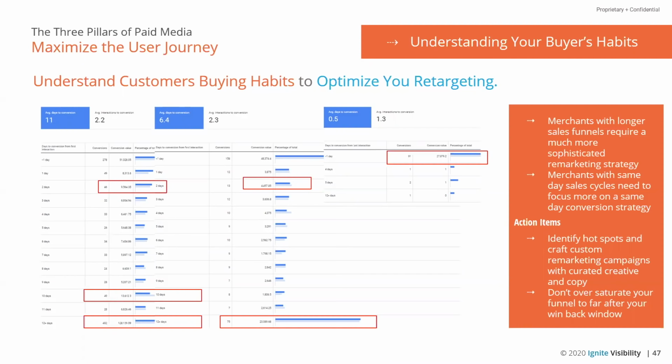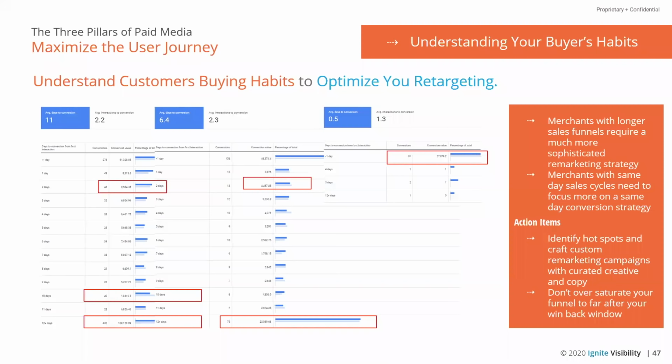And getting to know your customers' habits is a must for retargeting. This absolutely piggybacks off what I talked about earlier when dimensionalizing your data by day of week or monthly or quarterly, seasonally. Here, we have 3 examples of clients with 3 unique conversion patterns. One takes 11 days to convert a user, the other 6, and the last 1 day. And the takeaway here is that merchants with long sales funnels require a much more sophisticated remarketing strategy.